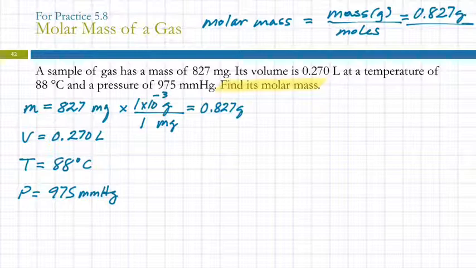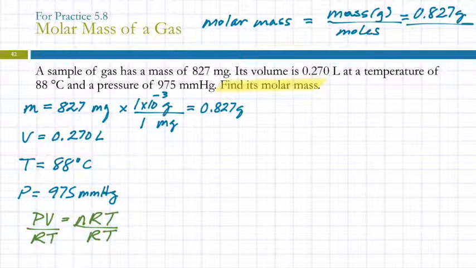Now I'm looking for the number of moles. So that's going to be the ideal gas law. PV equals nRT. I need n by itself, so I'm going to divide by RT on both sides. The R's cancel, the T's cancel. n is equal to PV over RT.